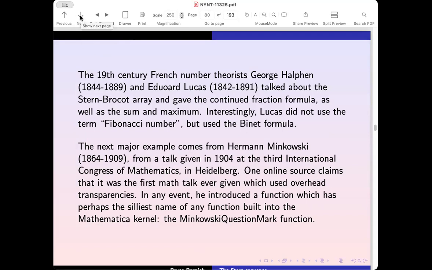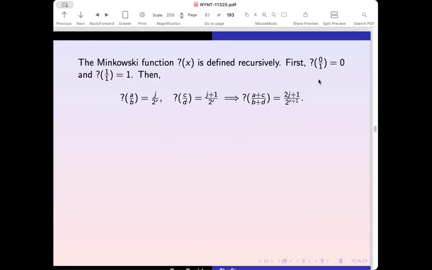And it's the Minkowski question mark function, which is a ridiculous name, but it's built into Mathematica, so you can find it there. It's defined recursively. Question mark of 0 over 1 is 0. Question mark of 1 over 1 is 1. If you already know question mark takes the values j over 2 to the r and j plus 1 over 2 to the r, then taking a plus c over b plus d gets 2j plus 1 over 2 to the r plus 1. It's worth mentioning that's the next number that will show up between a over b and c over d in the Farey sequence.